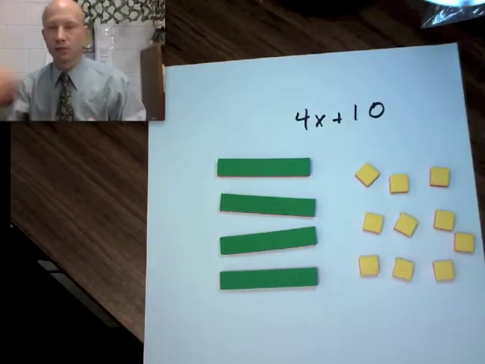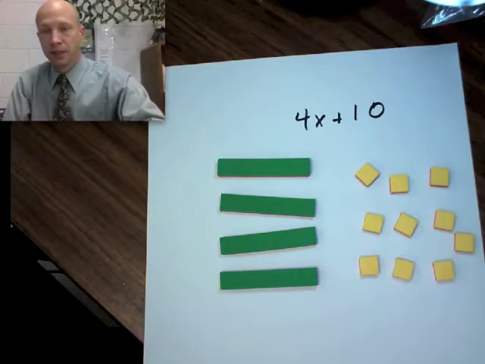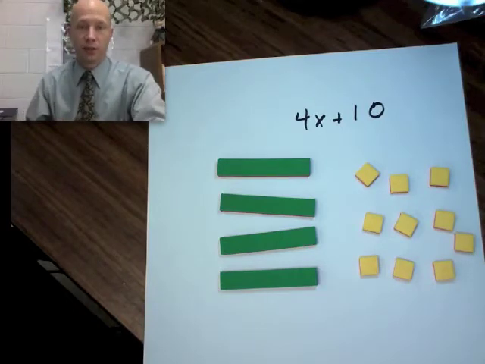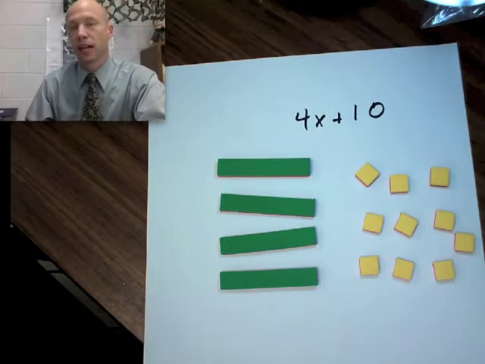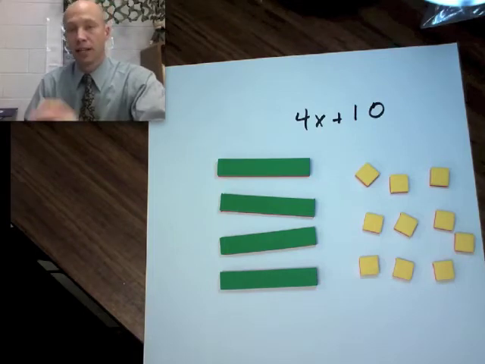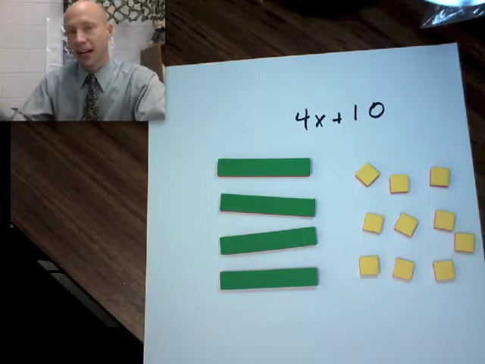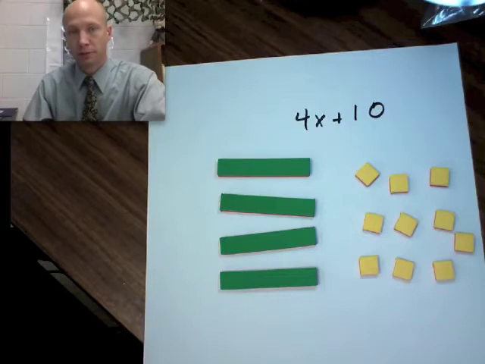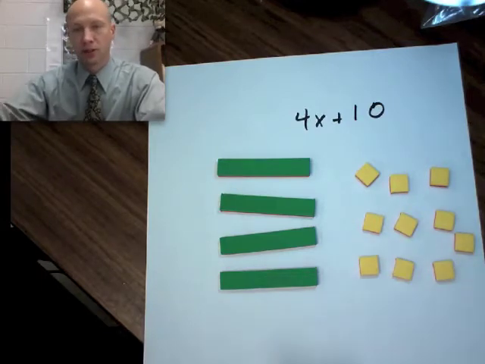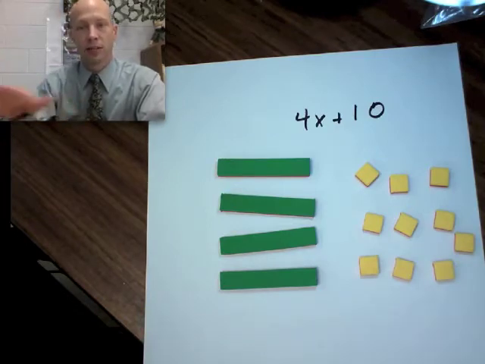Okay, hopefully with your tiles you built the exact same thing. If you did not, you need to go ahead and build this. This is what 4x plus 10 looks like with algebra tiles. Now, here's my question for you. Can these tiles be divided into smaller equal groups? So I'm going to ask that again. Can you divide these tiles into smaller equal groups? I want you to pause the video and go ahead and try to do that.